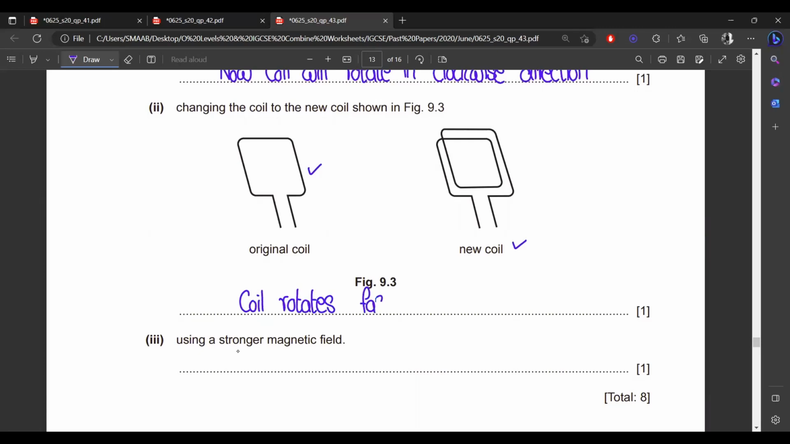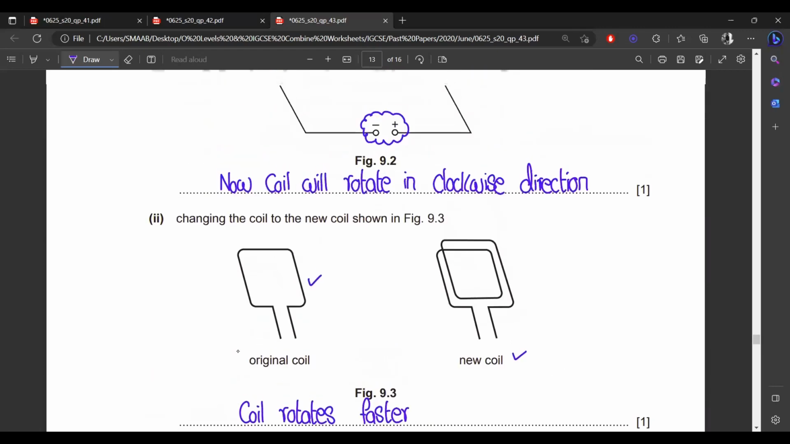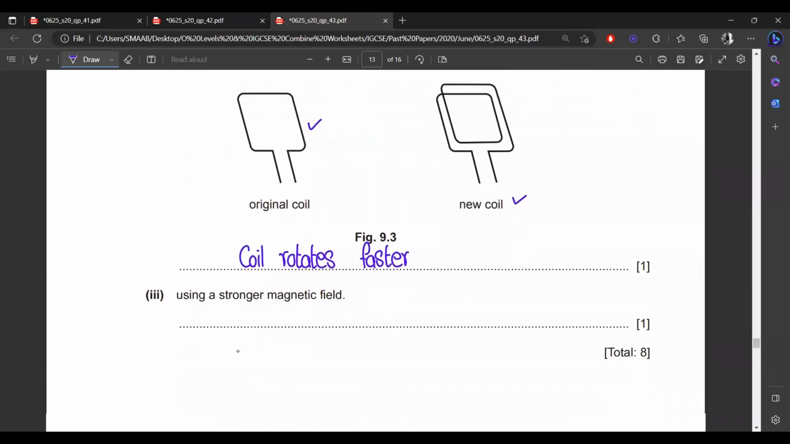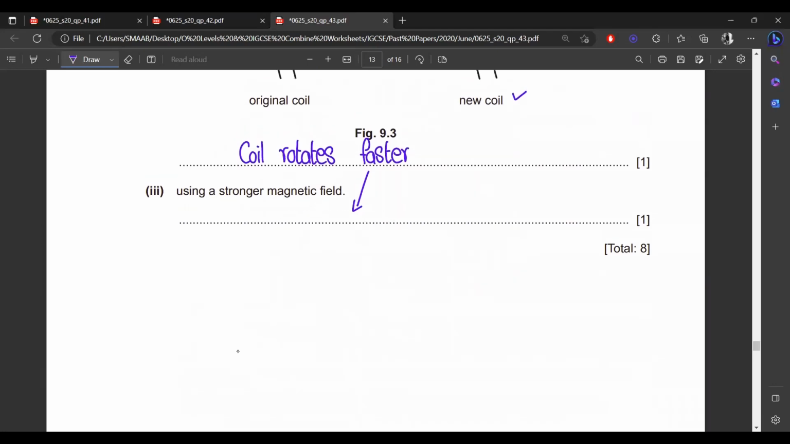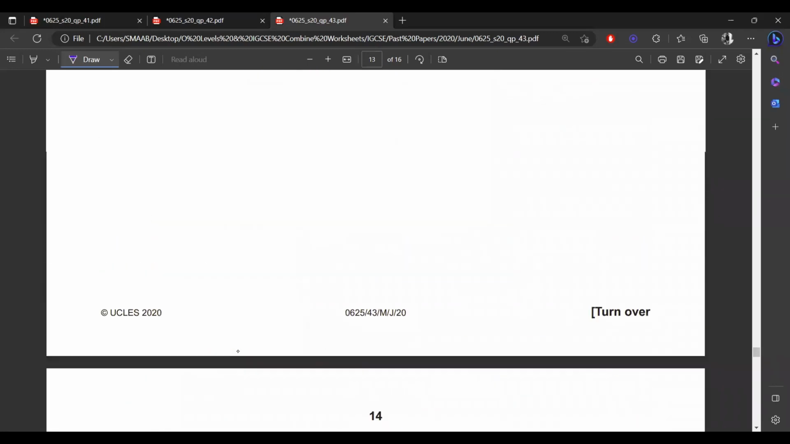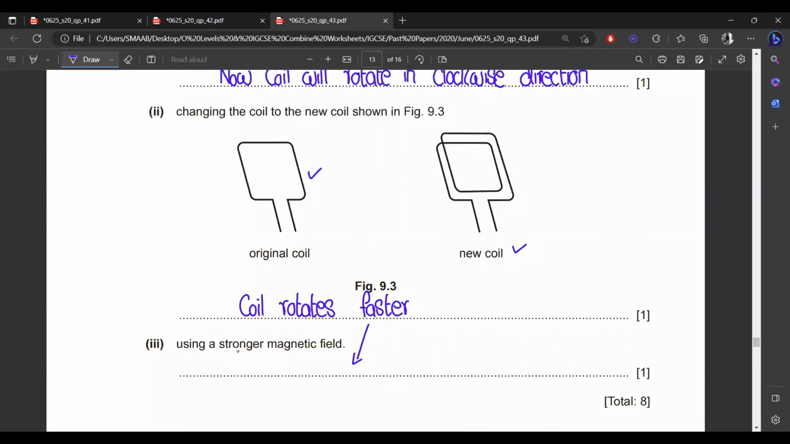Actually, they are asking about factors that increase the induced EMF, or that will increase the rotation of the coil in an indirect way. They are asking with reference to the diagram. Normally they ask theoretically. Third option, using a stronger magnetic field. Again, the same concept. The coil will rotate faster, or the turning effect will be greater, right? Okay, so these are the variants from 2020, May, June. Let's try October, November.